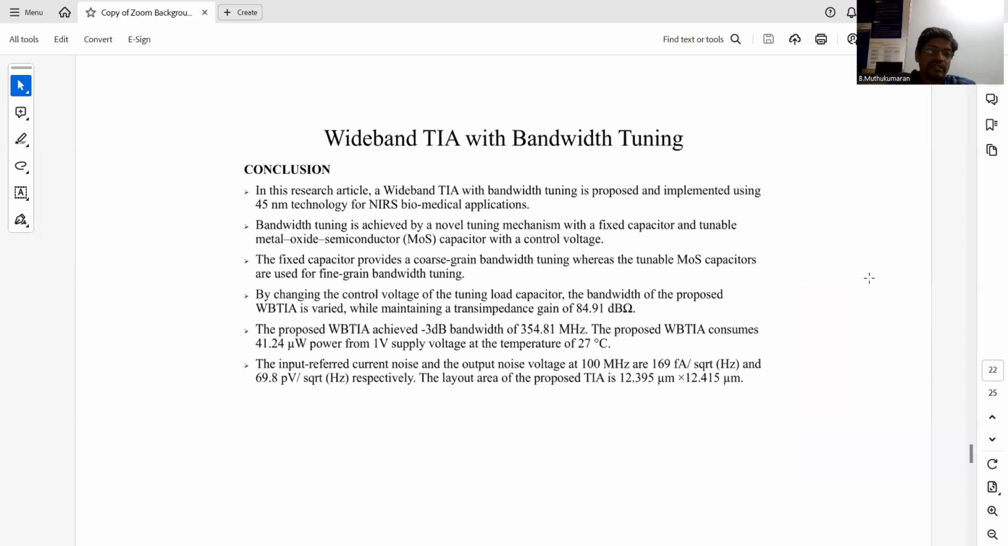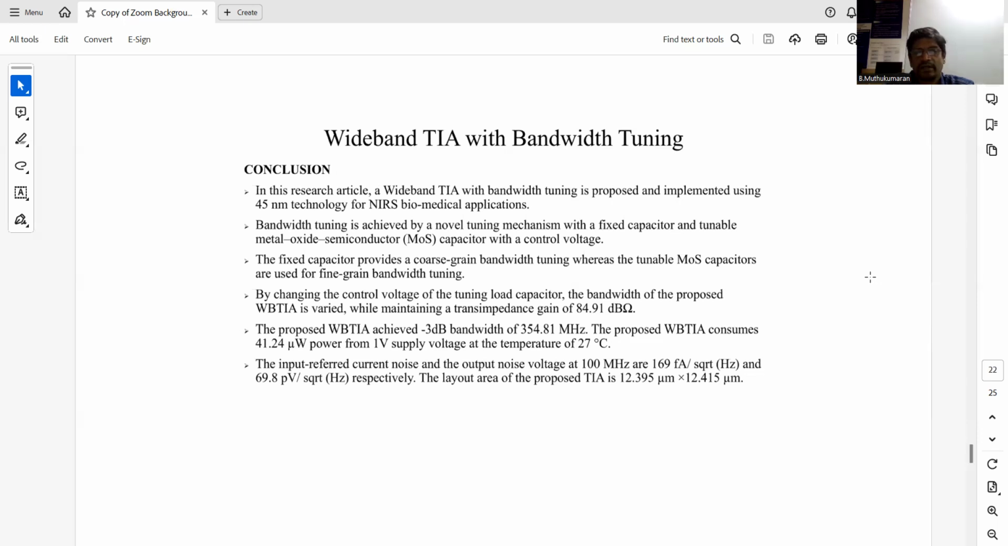So in the conclusion, in the research article, a wideband TAA with bandwidth tuning is proposed and implemented using 45 nanometer technology for NIRS biomedical application. The bandwidth tuning is achieved by a tuning mechanism with a fixed capacitor and a tunable MOS capacitor with a control voltage. The fixed capacitor provides coarse grain tuning, and the tunable MOS capacitor provides fine grain tuning. By changing the control voltage of the tuning capacitor, the bandwidth is varied, and we maintain a transimpedance gain of 84.91 dB.